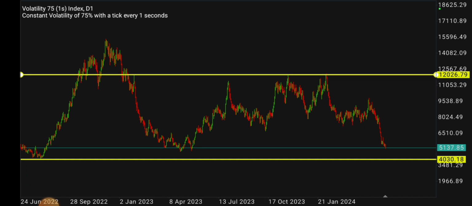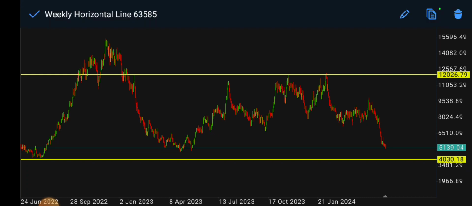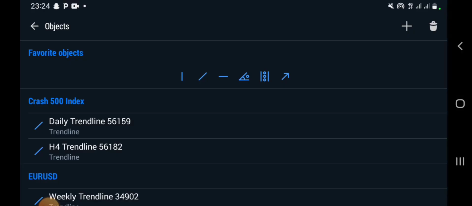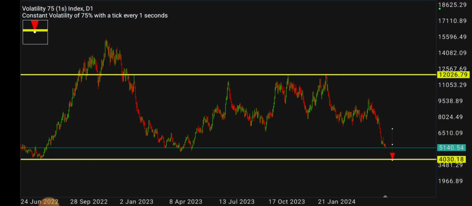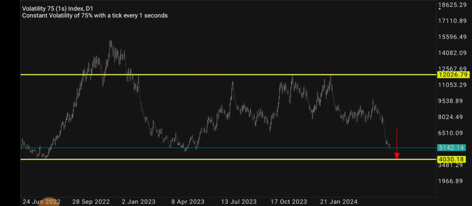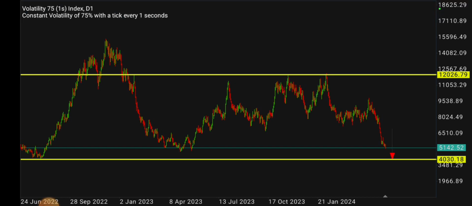Alright, so what I'm expecting this market to do is to come to this level here. Let me show you. I'm expecting this market to come down here to form some kind of support before the market may likely turn to the upside.